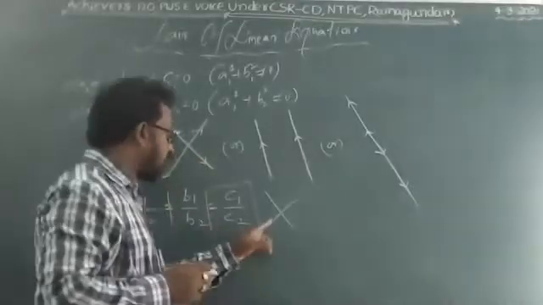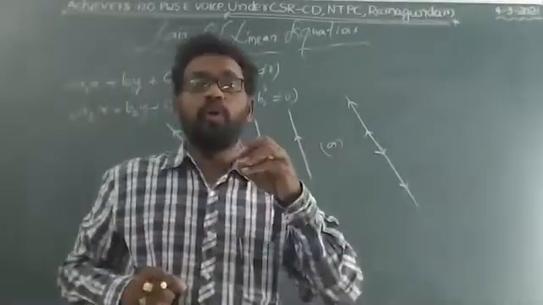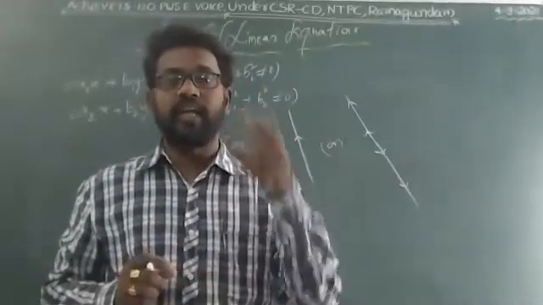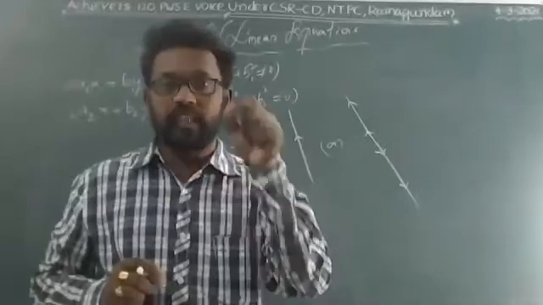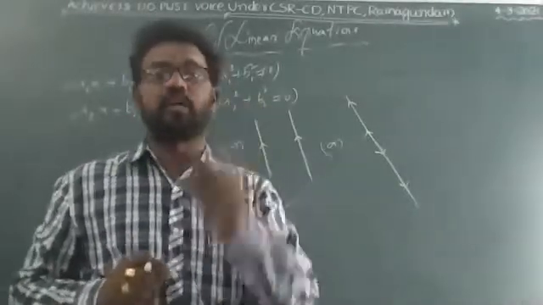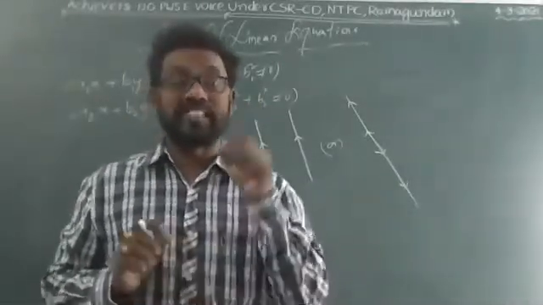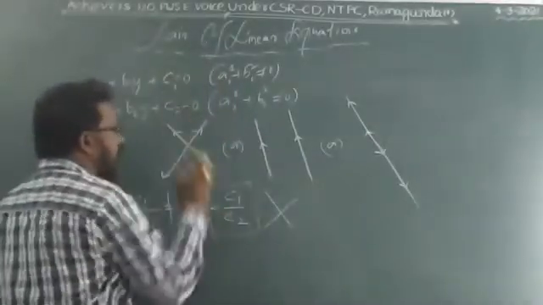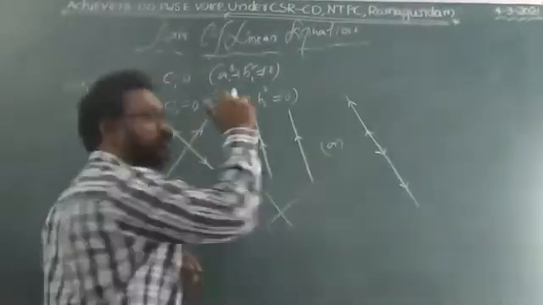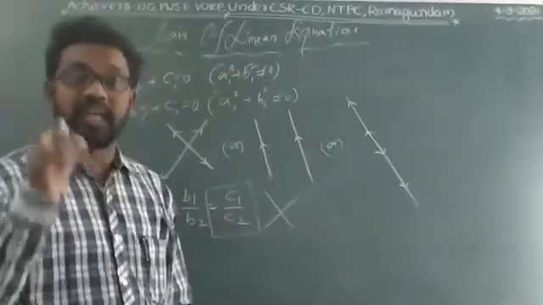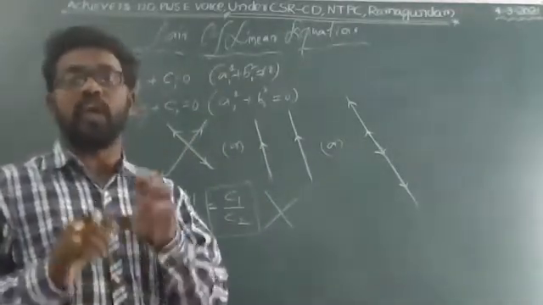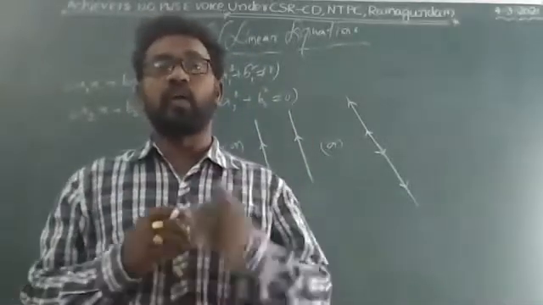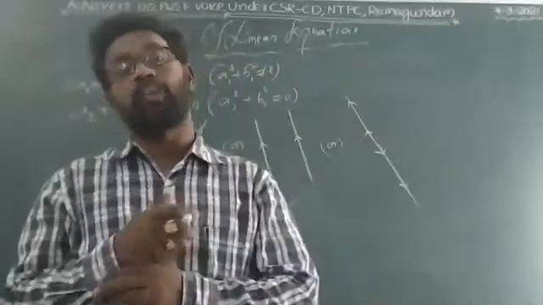Consistent means if the pair has a solution, then it is called a consistent pair. Consistent means solution. If these equations have a solution, it is called a consistent pair of linear equations. If you have the solution, if you have the answer, we'll call that a consistent pair of linear equations.